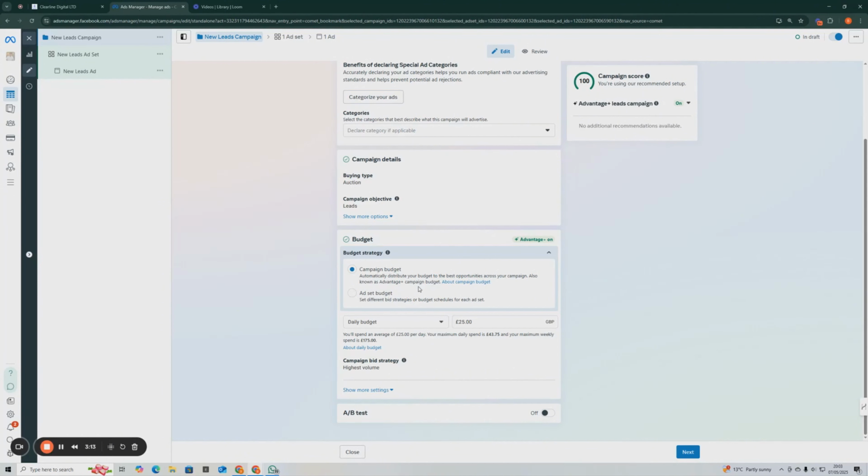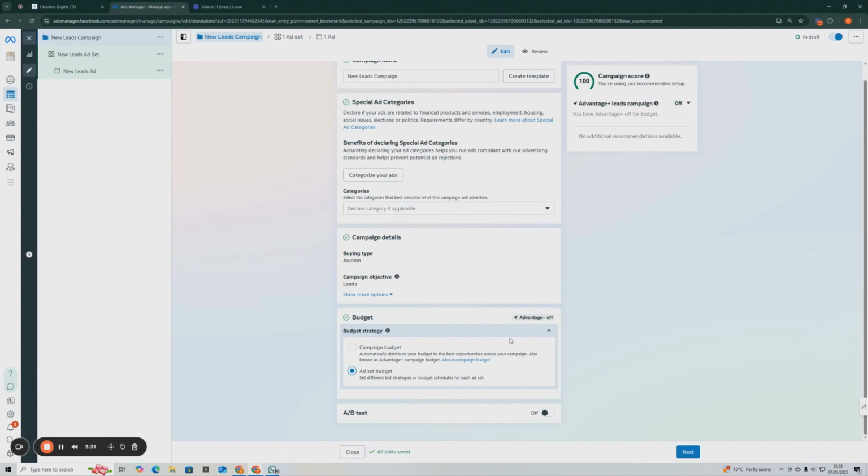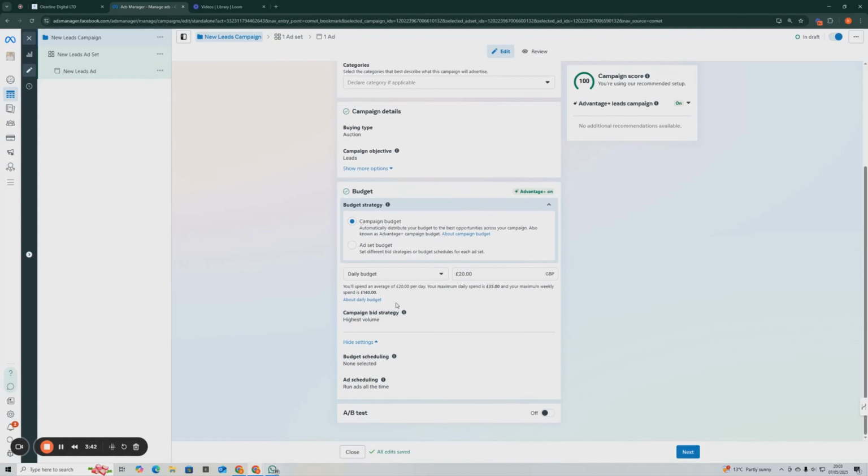Ad set budget is you define a specific spend that needs to go through each ad set. So if I've got 5 ad sets and I'm spending £25 a day, but my ad set budget is £5 each. So if I go to ad set, then I'll go to the spend per ad set. So if I set each ad set at £5, it will spend £5 per ad set. And then you can ignore these as well. We want highest volume. And then I generally ignore the A/B test because I do my testing a different way.